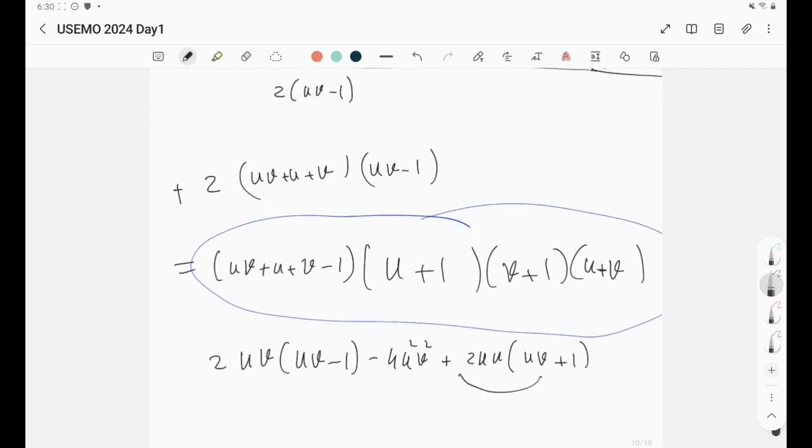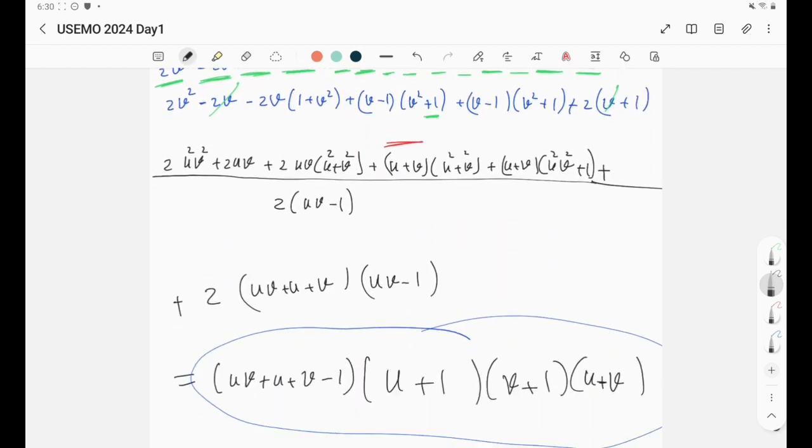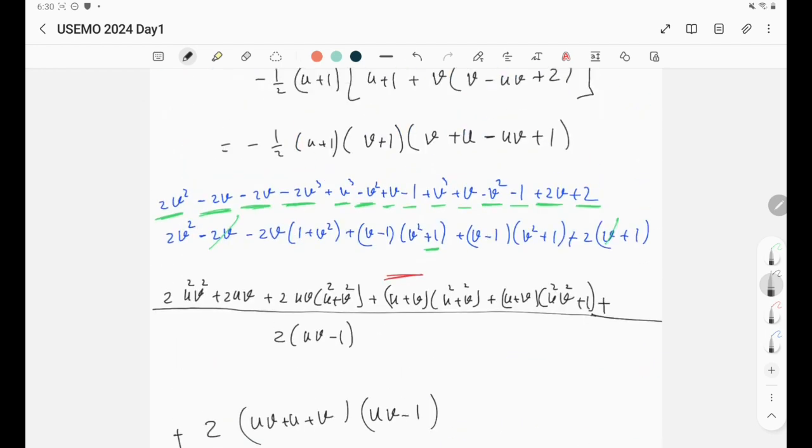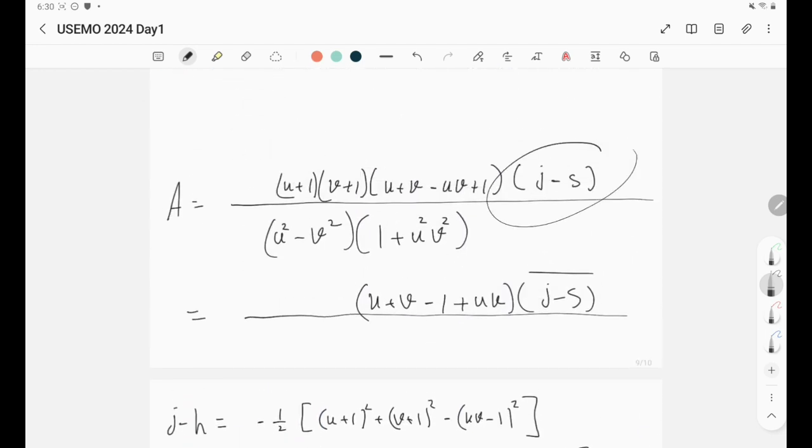Because now we can just go there and plug everything in, right? So now this thing is equal to the numerator. The denominator is still this. So we can just go and plug that there. And here the j minus s. Anyway, I'm just going to copy this.